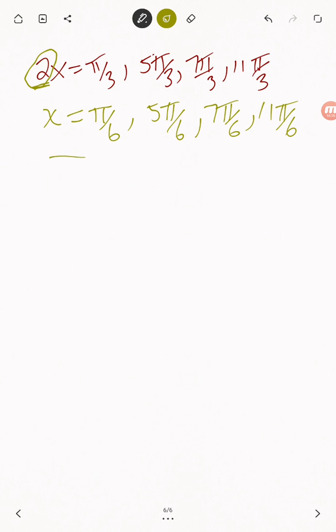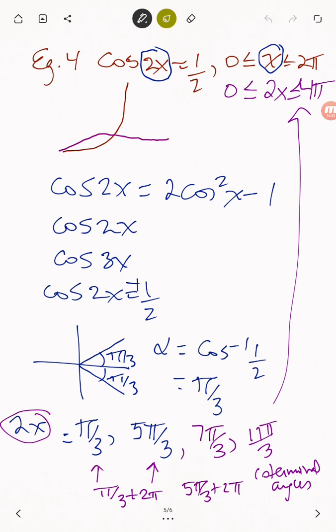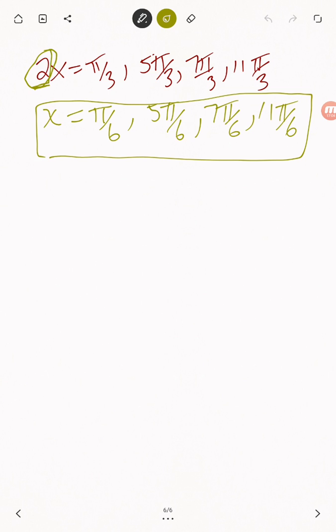Okay, so those would be our final answers to this wonderful equation that we started on the previous page, cos 2x equals 1/2. So the additional complication here was that we had to change the domain to match the argument of the cos that we were given. Remember, this is called the argument of the trig function. And we had to keep getting coterminal angles until we reached our upper limit on the domain. And then finally, we had to divide by the number in front of x to get our final answers for x.